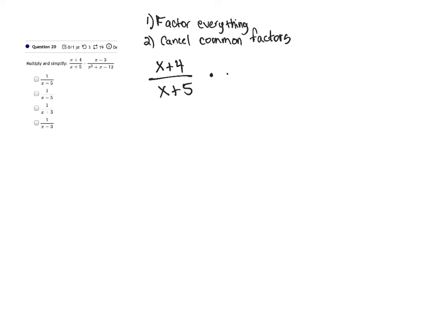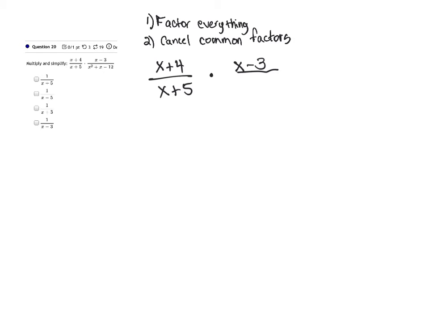So we're going to put a times. Now if that had been a division, we would change to times and flip the second fraction, just like normal fractions. When you divide, change to multiplication, flip the second fraction. This is multiplication, so we don't have to flip anything. X minus 3, nothing we can do there. But the x squared plus x minus 12, we can factor that.